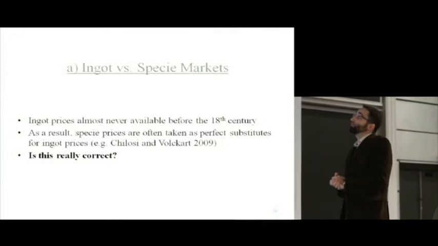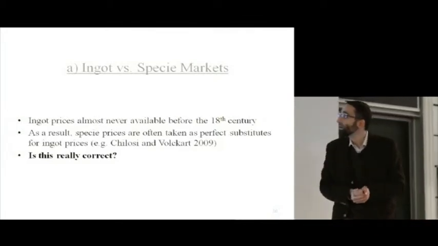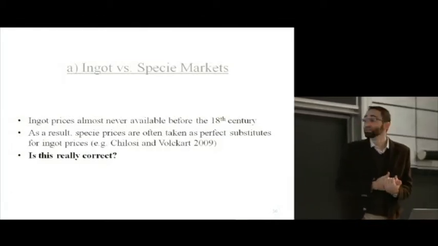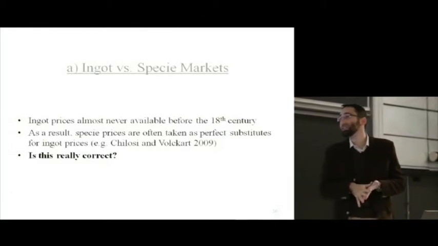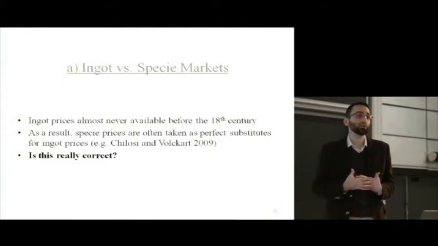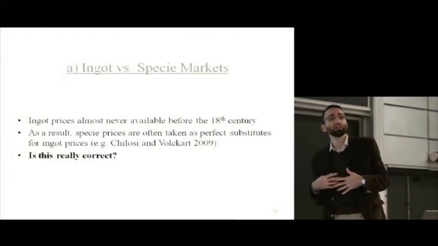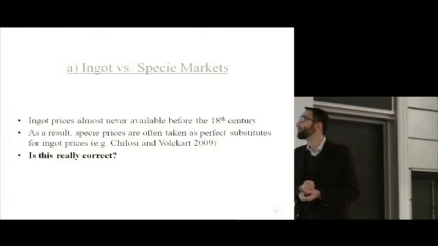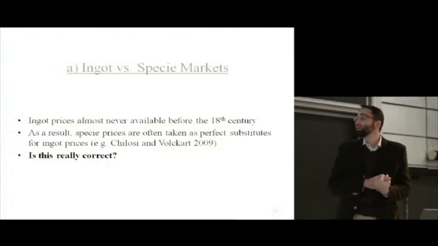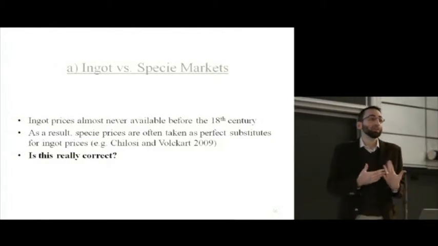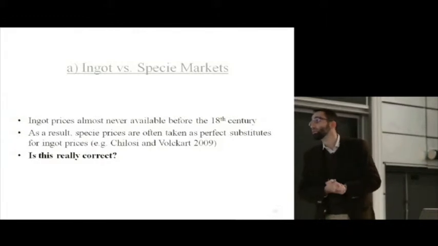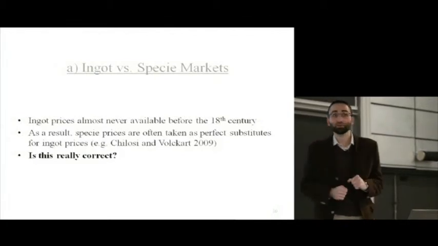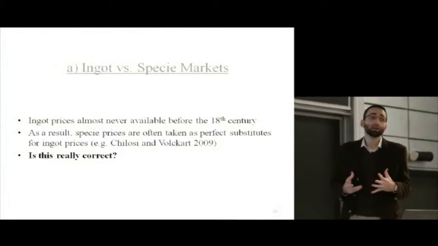So for the first question, when you look at medieval and early modern financial centers, you are struck by the fact that it's quite rare to have ingot prices. You have a lot of specie prices quoted in financial centers, but almost never ingot prices before the 18th century. So people who have been studying medieval monetary questions, for example, have often taken ingot and specie as perfect substitutes. But is this really correct?